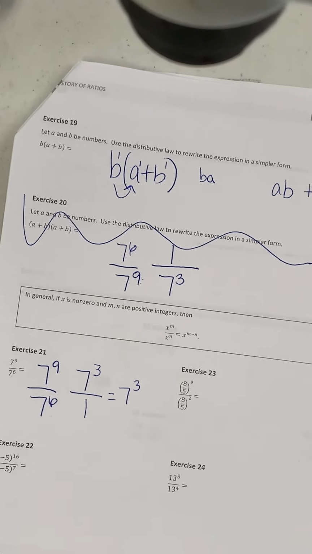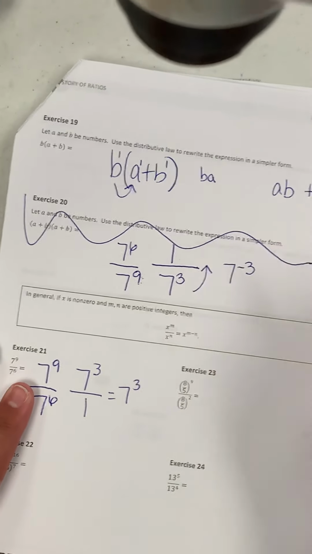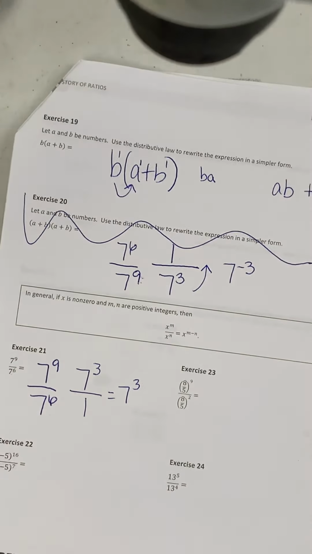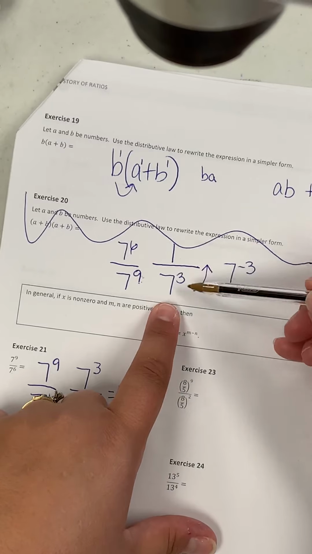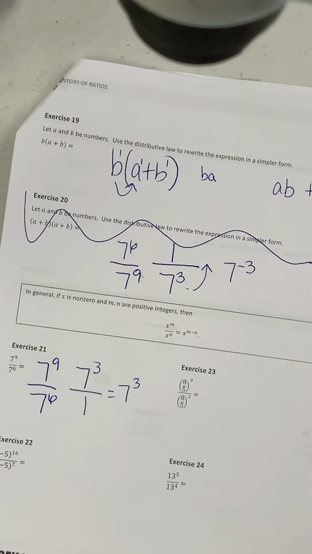Because, just to clue you in, this becomes 7 to the negative 3. So there's the negative. Do you see it? But what I'm doing is teaching you a shortcut to keep it from being negative. And we'll discuss that in the coming days.